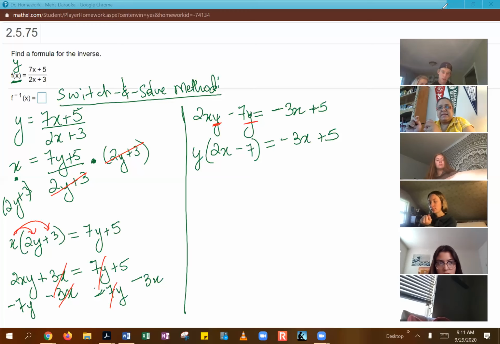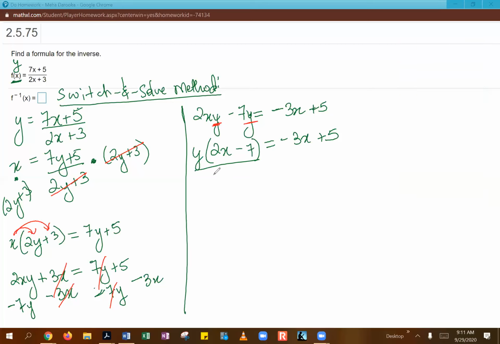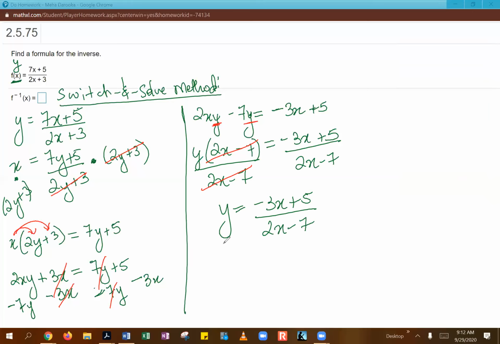Tessa, does that make sense? Yeah? Okay. So we end up dividing both sides by the parentheses 2x minus 7. Of course, that will cancel out on the left-hand side, getting that y by itself. And now you have minus 3x plus 5 over 2x minus 7. And of course, you can replace that y with your inverse notation now. So this guy will be our inverse function.